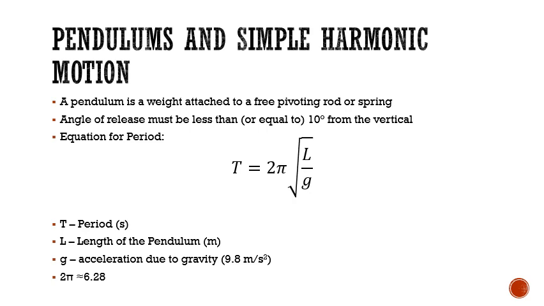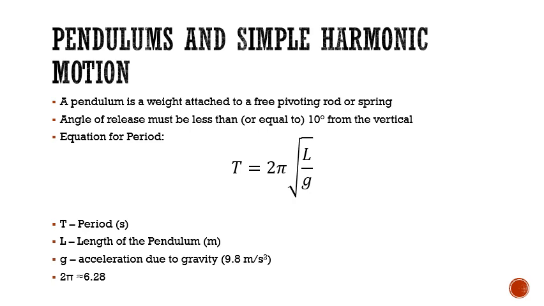So T is period, usually in seconds. L is the length of the pendulum, usually in meters. And g is the acceleration due to gravity, which is 9.8 meters per second squared. Now you'll notice that I do not make the 9.8 negative. You don't want to try to take the square root of a negative number, so just leave it as a positive 9.8. 2 pi is not really a variable. It's 2 times 3.14, which is approximately 6.28.